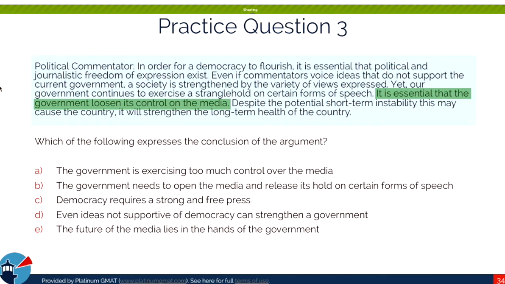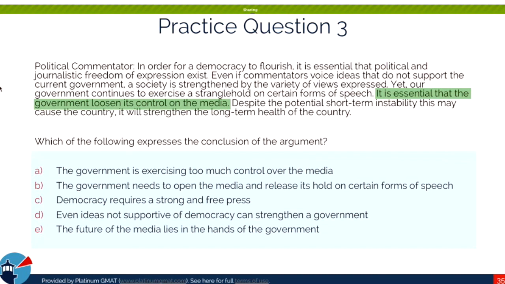Now, because the question stem was asking us to find which of the following expresses the conclusion of the argument, we just need an answer choice that sounds similar to this one. So let's look at answer choice A. The government is exercising too much control over the media. Well, if you look at the passage, there was something about that, right, that the government continues to exercise a stranglehold on certain forms of speech. So that could be something.